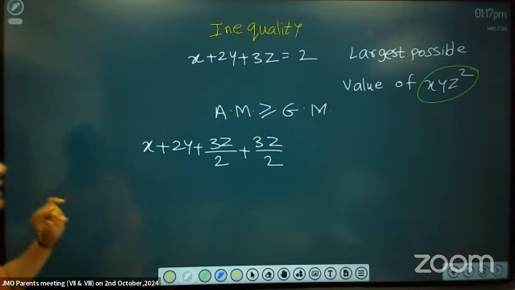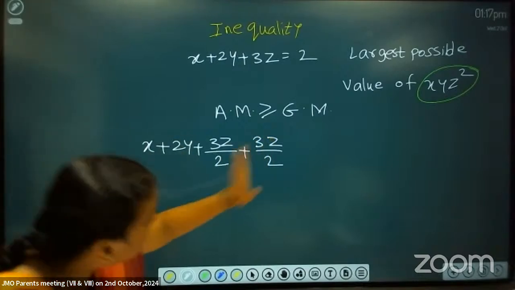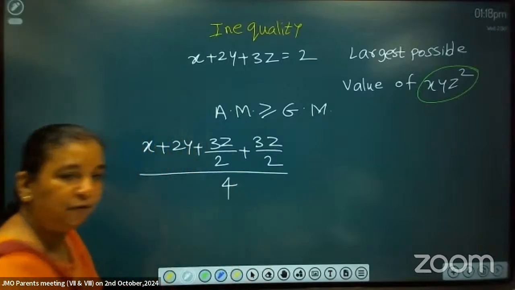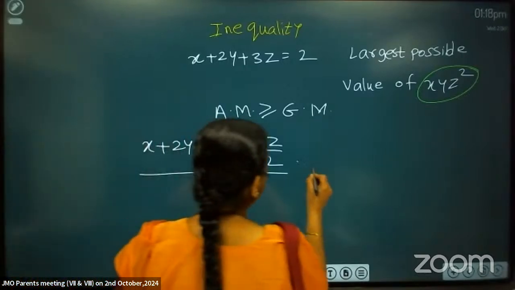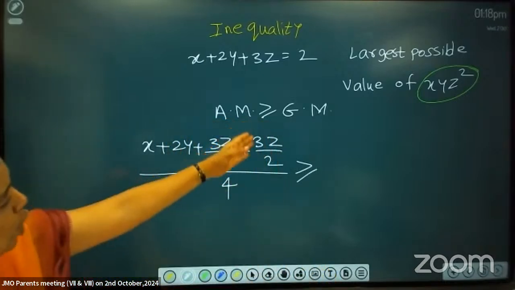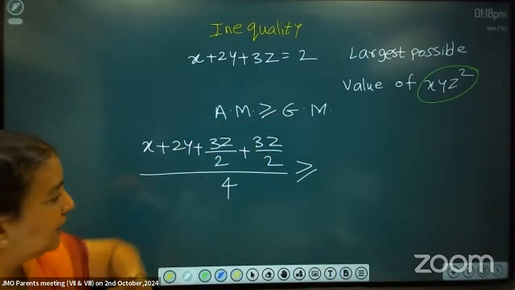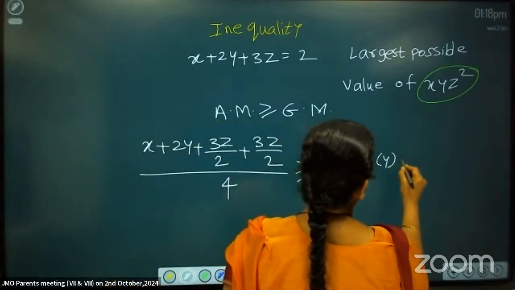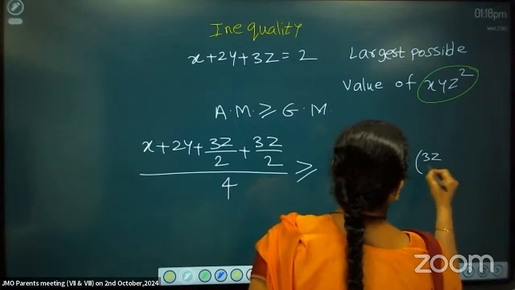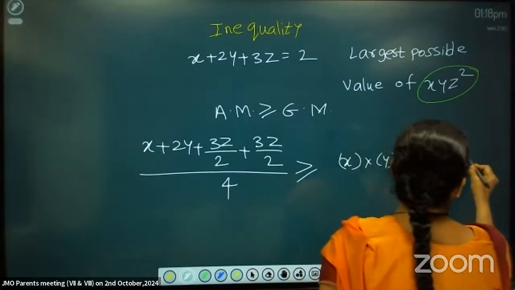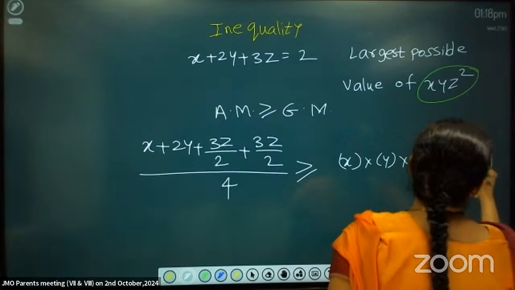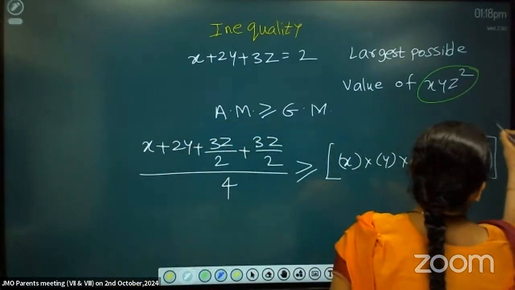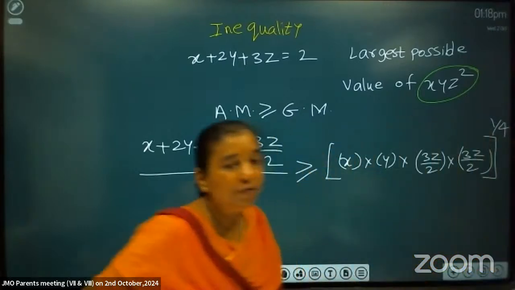Okay. Now, what is the arithmetic mean? I take the sum of these numbers, divide it by 4. This is greater than or equal to the geometric mean of these four terms. So that is x multiplied by y multiplied by 3z by 2 multiplied by 3z by 2, and the fourth root of the product. So I will write bracket to the power 1 upon 4.